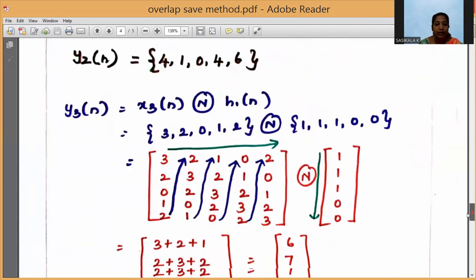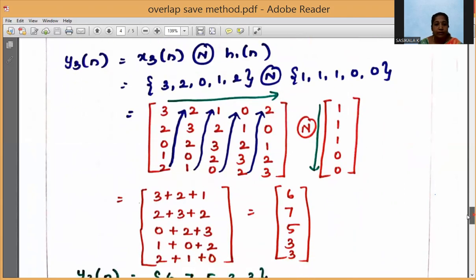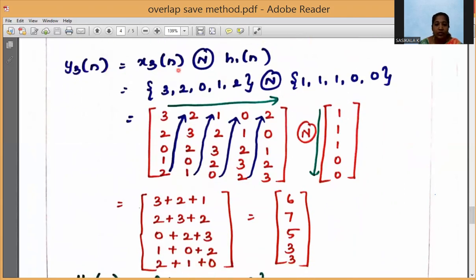And similarly, we have to do for y3 of n, which is equal to x3 of n circular convolution with h1 of n. So x3 of n is equal to 3, 2, 0, 1, 2, circular convolution with 1, 1, 1, 0, 0. First we need to write these elements in column form. So 3, 2, 0, 1, 2.